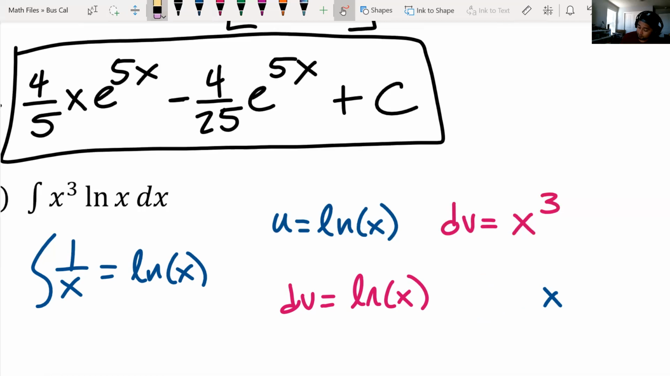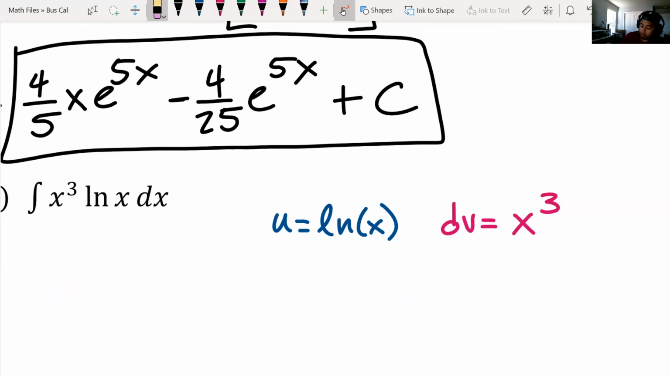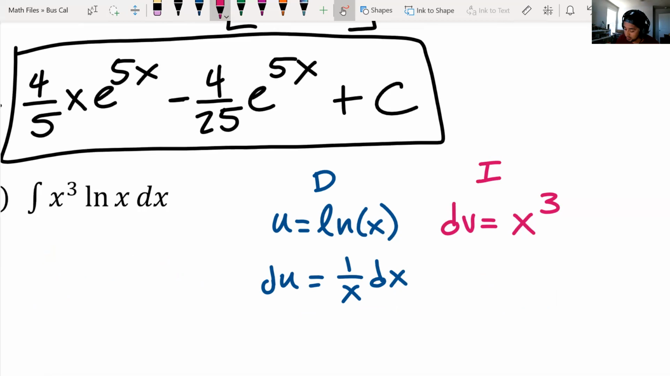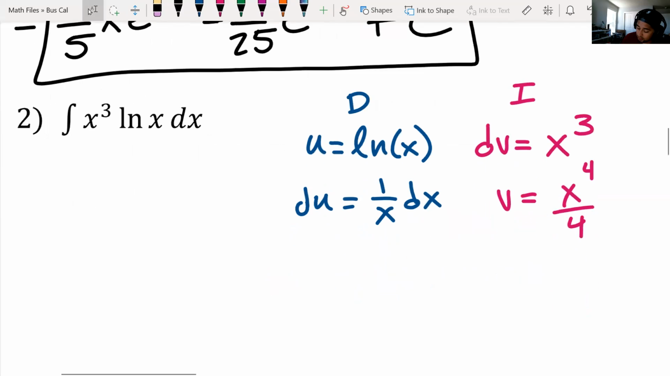So for this type of problem, let u be the natural log of x, and let dv be x cubed. And again, we will derive and we will integrate. So take the derivative of the natural log, and it's going to be 1 over x dx. Take the integral of x cubed, and you'll get v equals x to the 4th over 4. Okay, there it is. We set it up. We can now follow the formula.